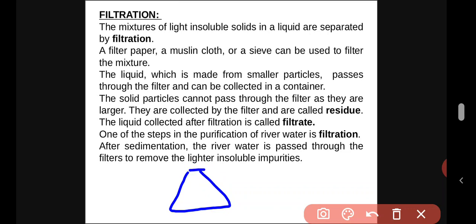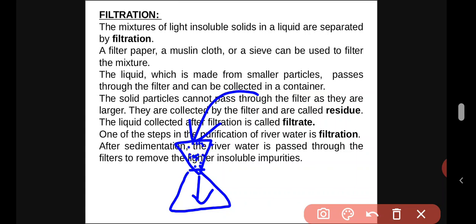If this is the conical flask, we put a cork, where we will put the filter paper in a conical shape. So when we pour liquid out here with those light insoluble solids, the water, the liquid, gets down here, and those insoluble solids will remain here.